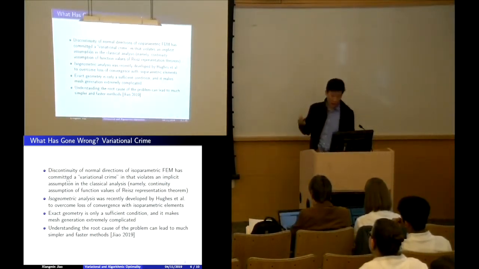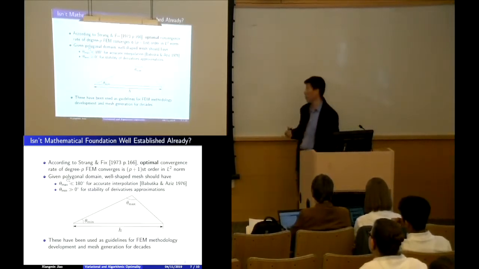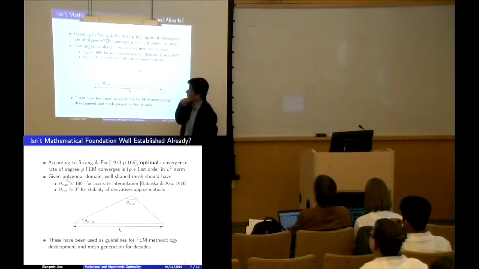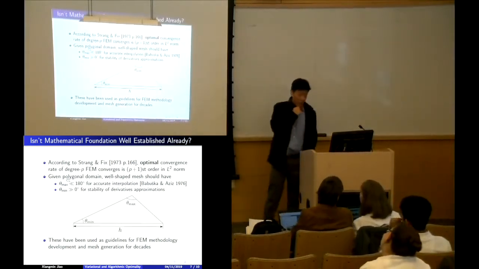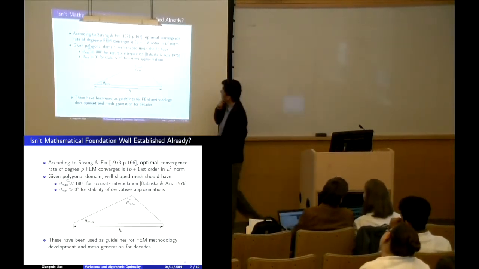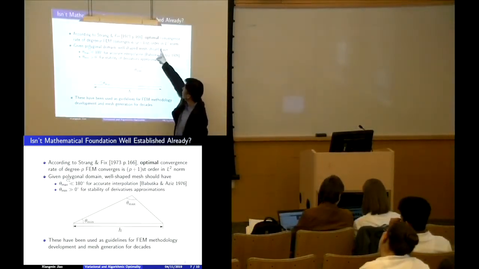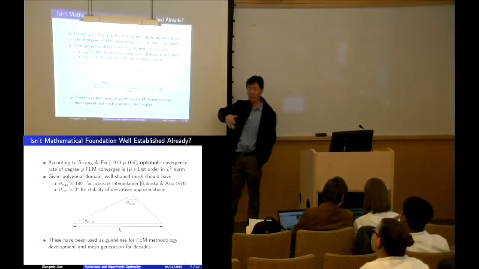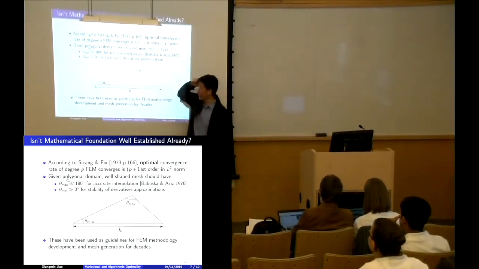So understanding the root cause of the problem will make our lives much simpler in terms of better algorithms, faster, simpler. And here is another slide. Is the mathematical foundation really established already? Well, here is another quote from the textbook: the optimal convergence rate when you have degree p is p plus first order. So this is the optimal bound. You should get this on the previous picture, and on this picture, this is the best you can get.